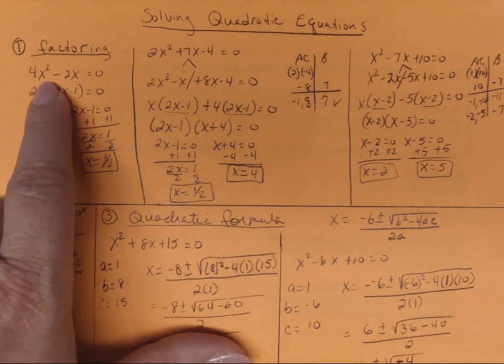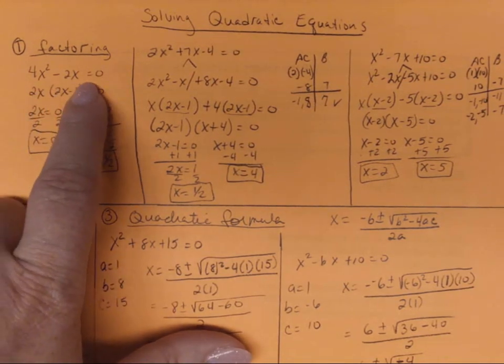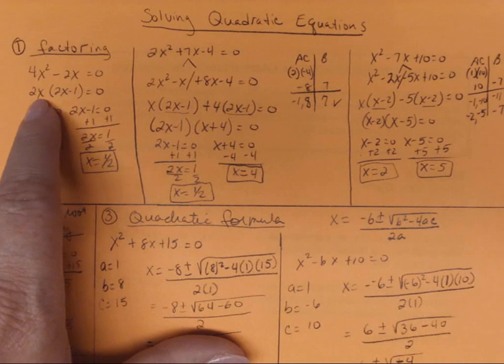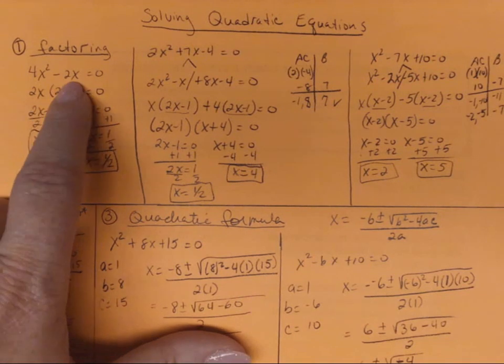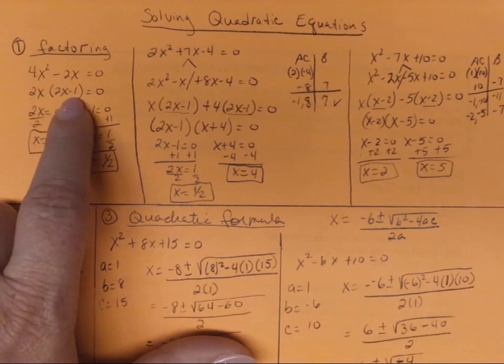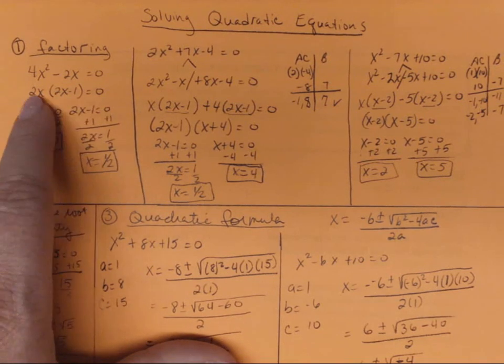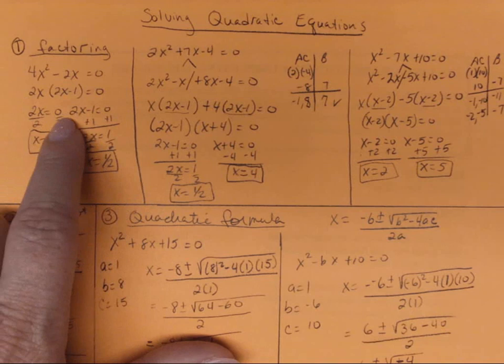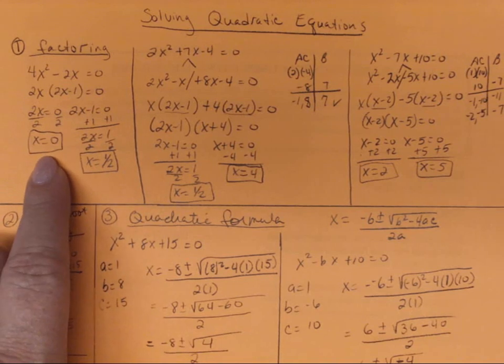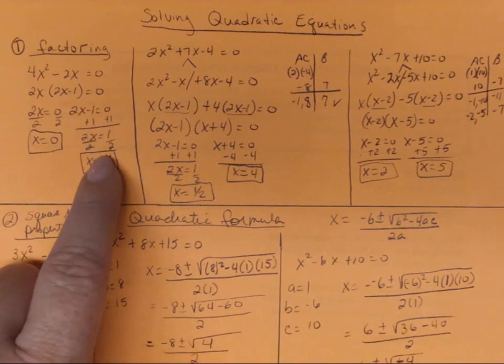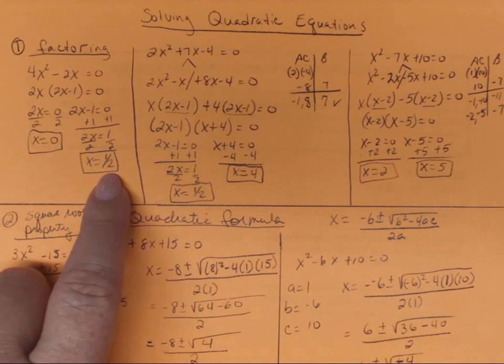So if we are looking at 4x squared minus 2x equal to 0, then we are going to factor out a common factor of 2x. We get 2x minus 1 left over on that. And then you're going to set each part equal to 0. So 2x equals 0, x equals 0. And then 2x minus 1, you would find out that x equals 1/2.